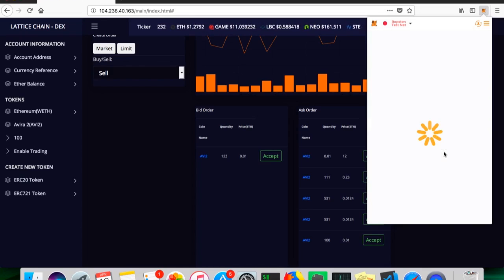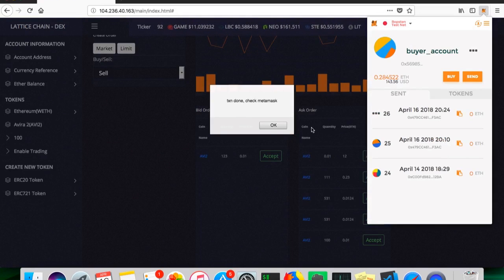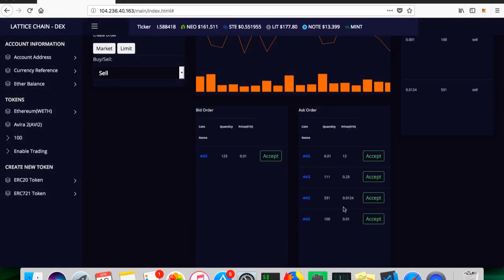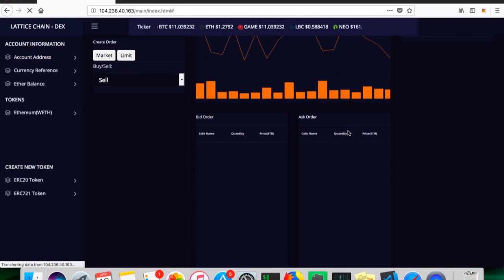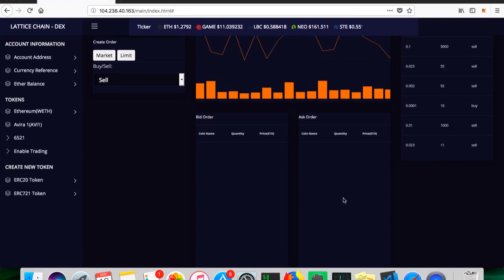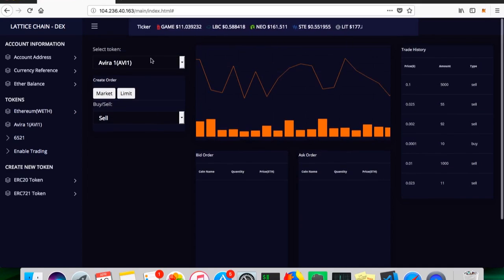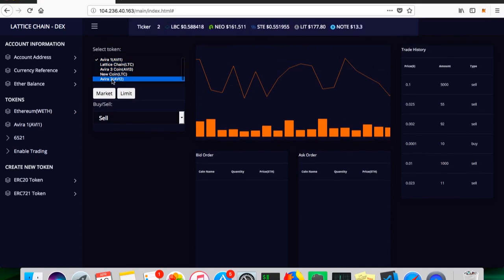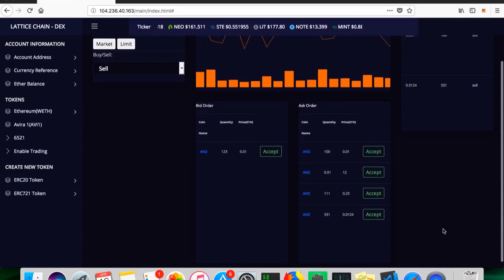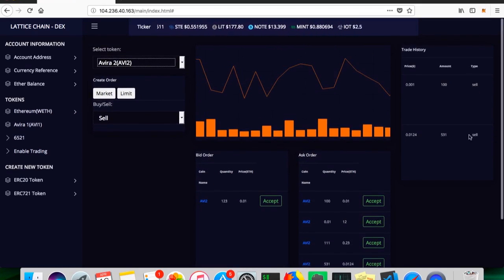Once we submit the request, we would be able to track that particular transaction in our MetaMask, and we would also be able to see that this particular order which was out there, 531 at 0.0124, would be sold, and we would also be able to see that particular order in the sell section. So that order has been sold successfully. Now coming back to this MetaMask, let's see how this thing works.